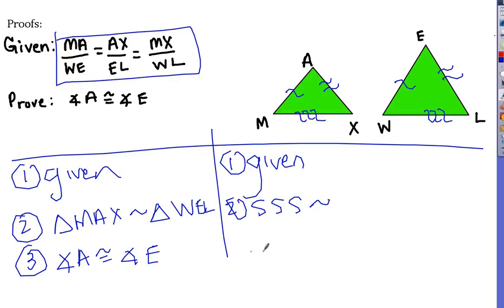Think of this as, you can't say CPCTC because we're not proving the triangles congruent. But if you remember, if triangles are similar, that means all of their sides are proportional and all of their angles are congruent. So the CPCTC equivalent for similarity would be the definition of similar triangles. Okay, so I'm going to end there, and good luck with your homework.